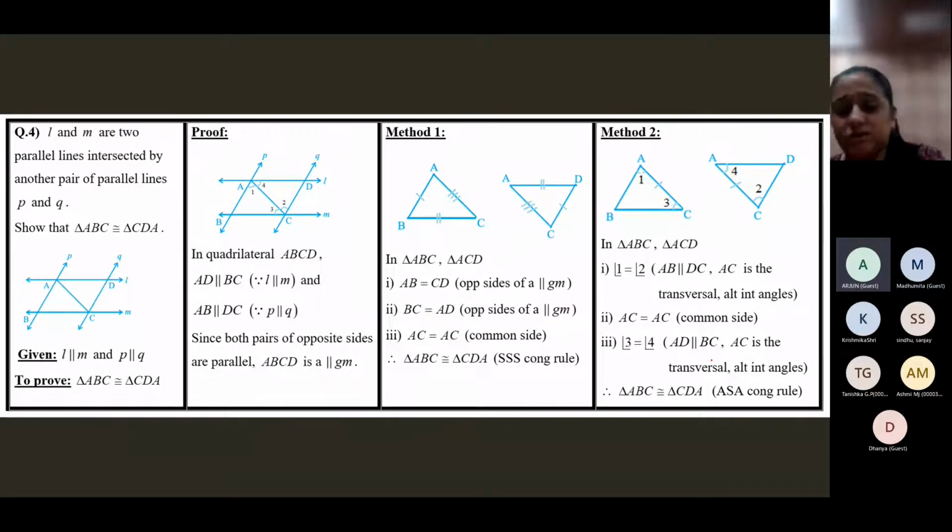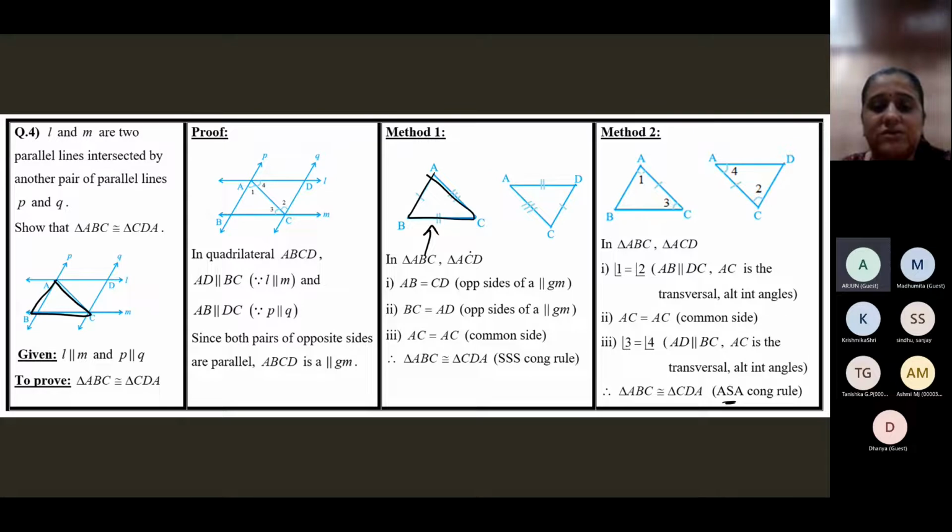Now let's see the second one. In the second one, you can see we've proved that the triangles are congruent using the ASA congruence criterion. ASA means two angles and the included side. So see, children, I've numbered. And one more thing, I've taken the triangles separately for you. I've shown triangle ABC here and the other triangle ACD.